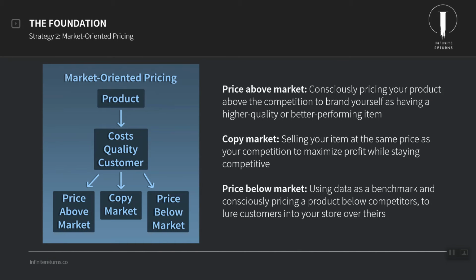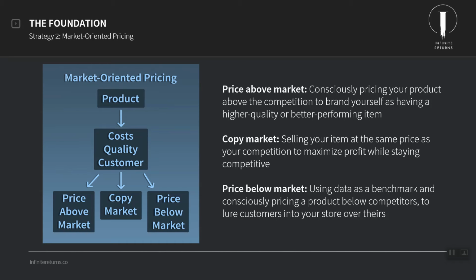You can A, price above the market. This is where you're saying, listen, I'm going to price above, and I believe I have a higher quality and I have better marketing. Good luck. It's a method. It works, but you better have a better product. You better have better marketing and better value. You violate either one of them, they're going to think you're ripping them off.